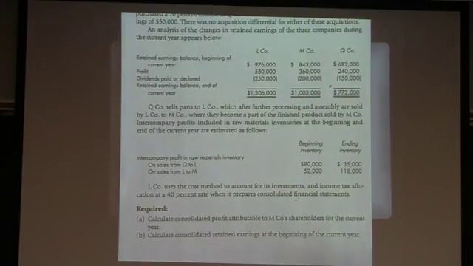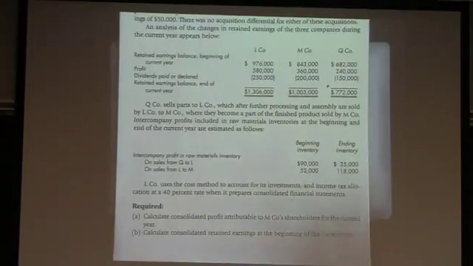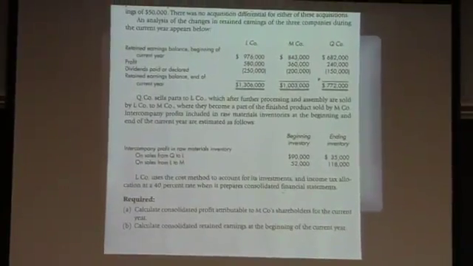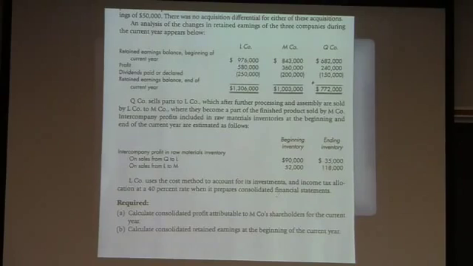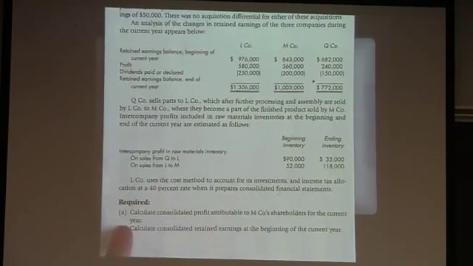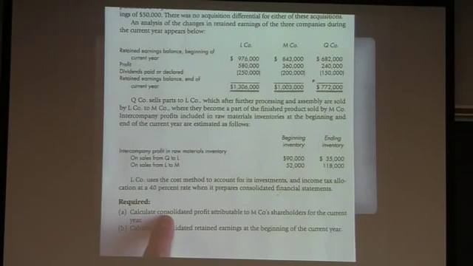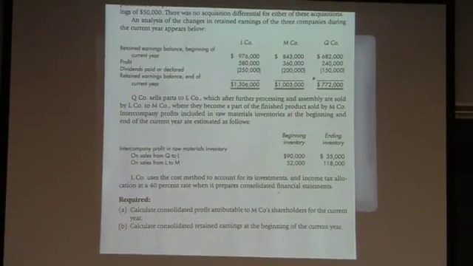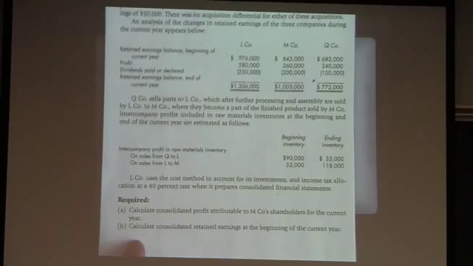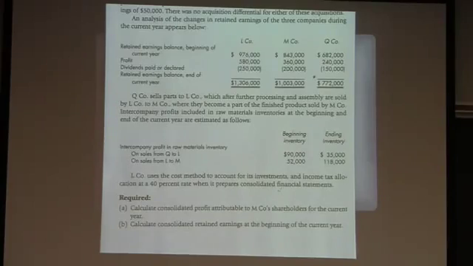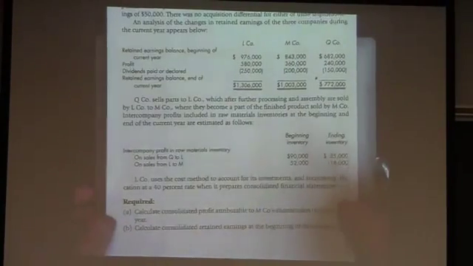Normally what I do is look at the required first. That's a good habit, because you want to know exactly what analysis is expected of you. This one asks us to calculate the profit attributable to M shareholders for the current year. So we're not asked to prepare a properly formatted consolidated income statement, but to calculate the consolidated profit. And for part B, it's asking us to calculate the consolidated retained earnings at the beginning of the year.